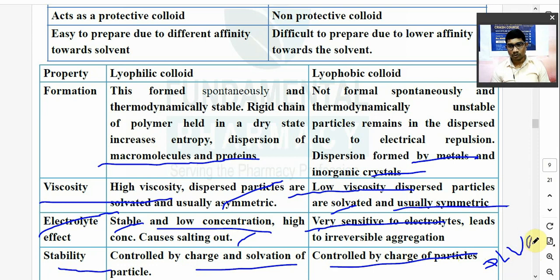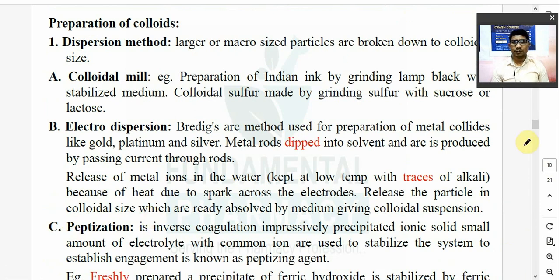DLVO theory is also important. Questions have come on this too. We will see it once. Now, preparation methods of colloids. How will you prepare colloids? Preparation methods for colloids, right?